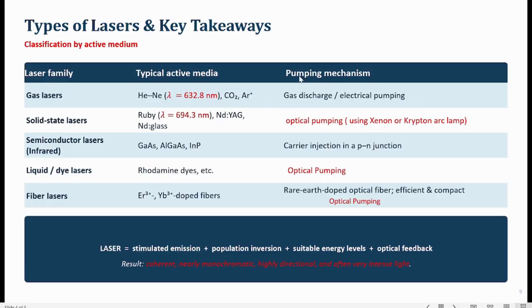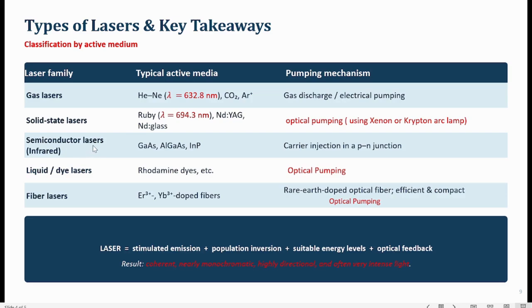So we have already seen that gas lasers have electrical discharge as the pumping mechanism. Similarly, for solid state lasers, whose examples are Ruby laser and Nd-YAG laser or Nd glass laser. Ruby laser emits a light of wavelength 694.3 nanometer. Again, in terms of angstroms, it will become 6943 angstrom. Now this is the light of deep red color. So Ruby laser emits light of deep red color, and in this case xenon or krypton arc lamp is used for optical pumping.